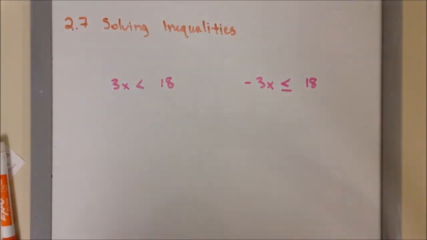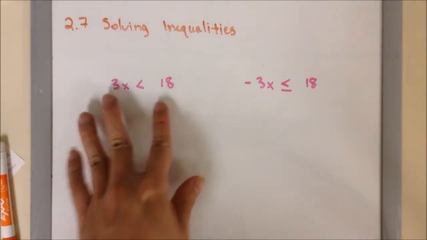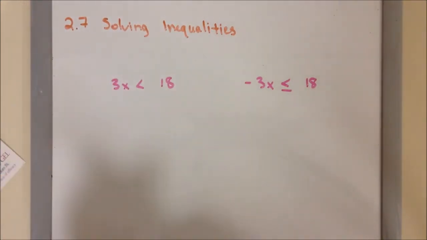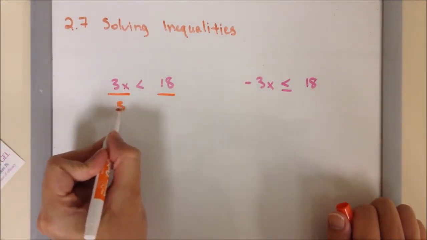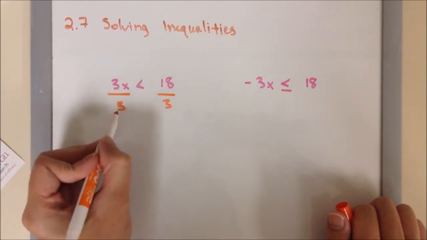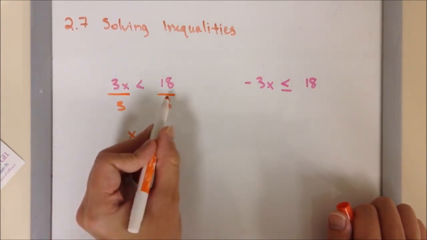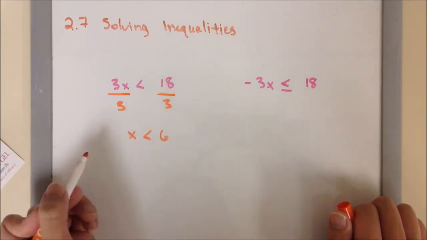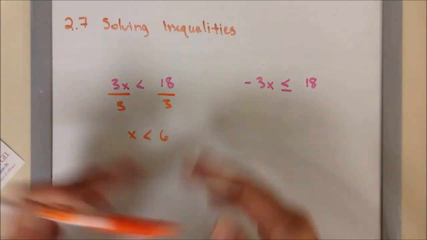In the second part, this is what we need to know when we're solving inequalities. So, the example is when you have 3x less than 18 and you're simply solving for x, I'm going to divide both sides by 3. So 3x divided by 3 will be 1x, or just x, less than 18 divided by 3 will be 6. So that's your final answer for that example.